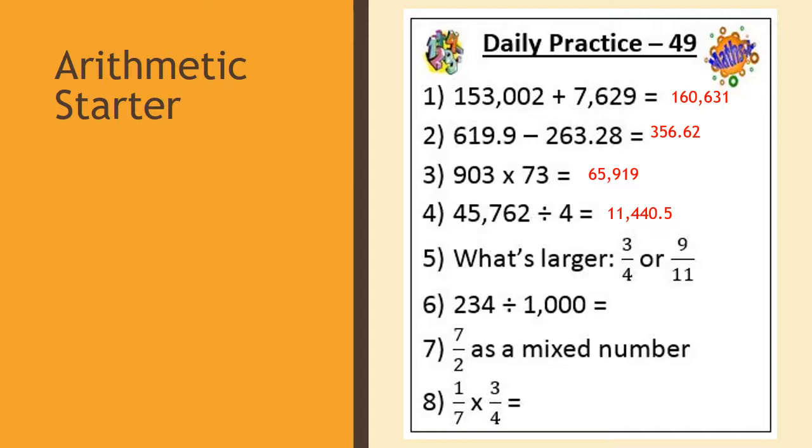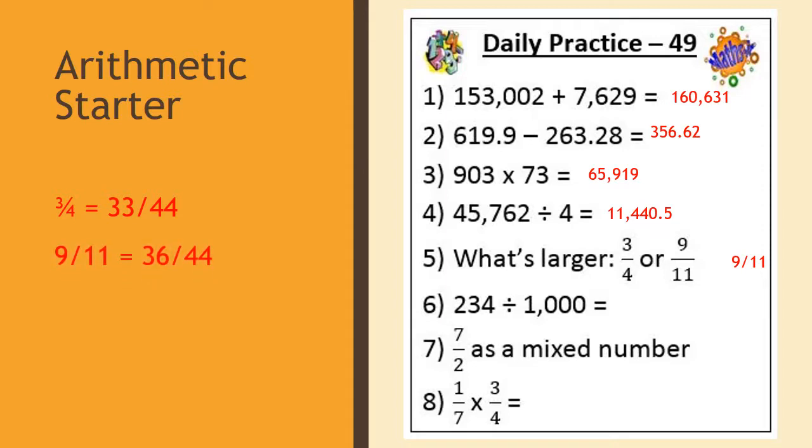And what's larger, 3/4 or 9/11? Well, 9/11 is larger, and in order to do that, we'd have to convert them both so that they have the same denominator. So if you look on the left-hand side of the screen, you'll see that 3/4 is the same as 33 over 44. If we times the denominator by 11, we times the numerator by 11, we get 33 over 44.